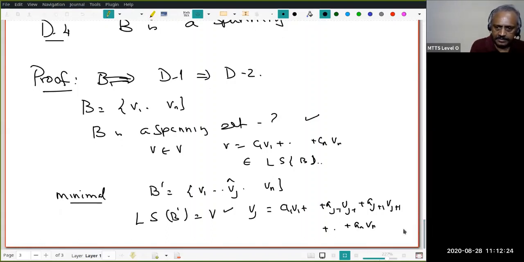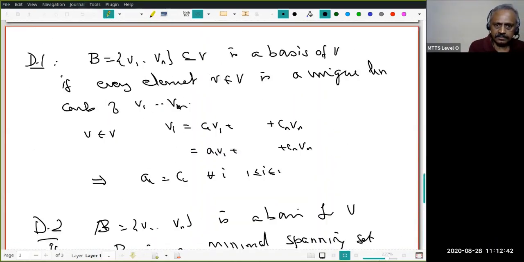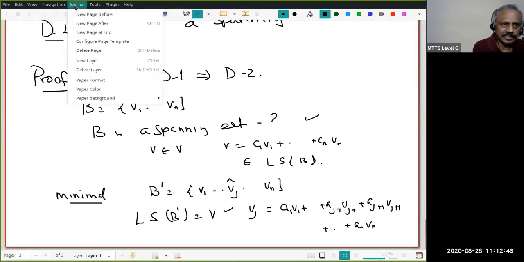Is that all right? Yes, because Vj must be in V, and V is equal to the linear span of B dash. But notice that so far we have not used the uniqueness of the expression. Now we are going to use that. So what do you think I had achieved?